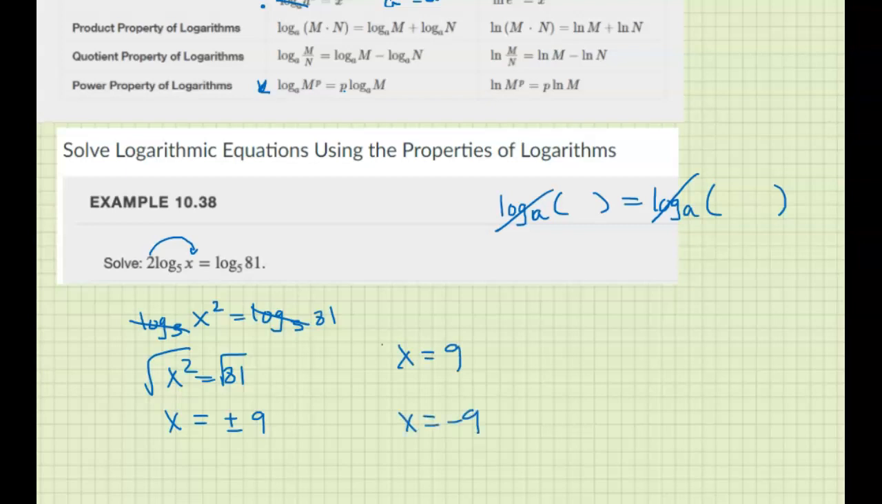We've got to check. We're required to check if you have log equations, because you don't want to take the log of a negative number. So you have log base 5 of x. If that x is negative, then it's going to give you a domain error if you put it in the calculator. So you have to cross this out. So x equals 9 works, but x equals negative 9 does not work.